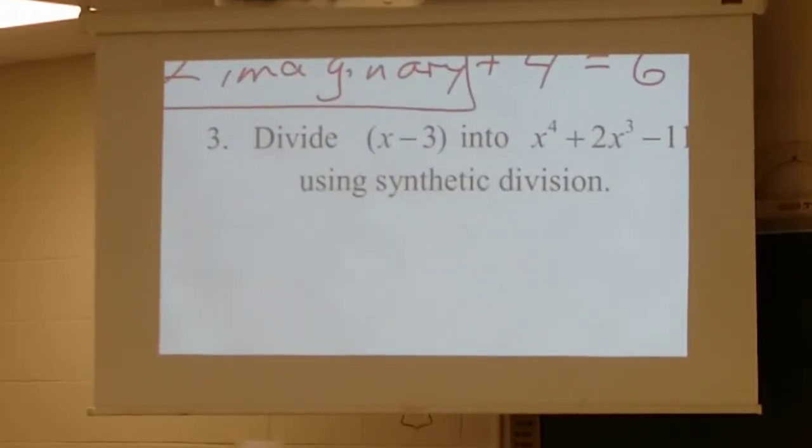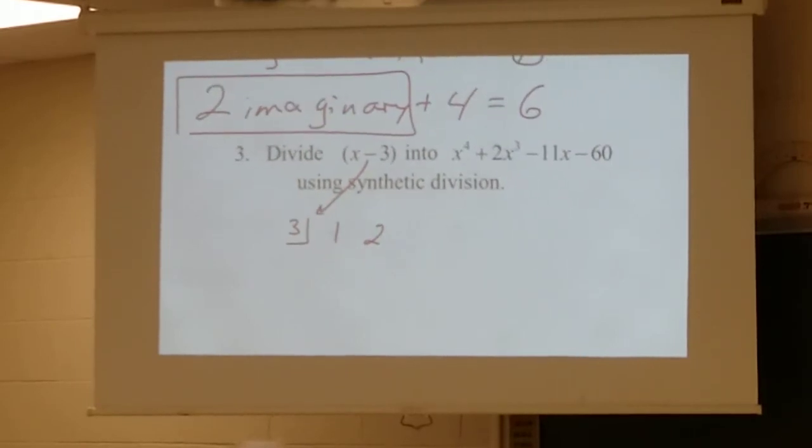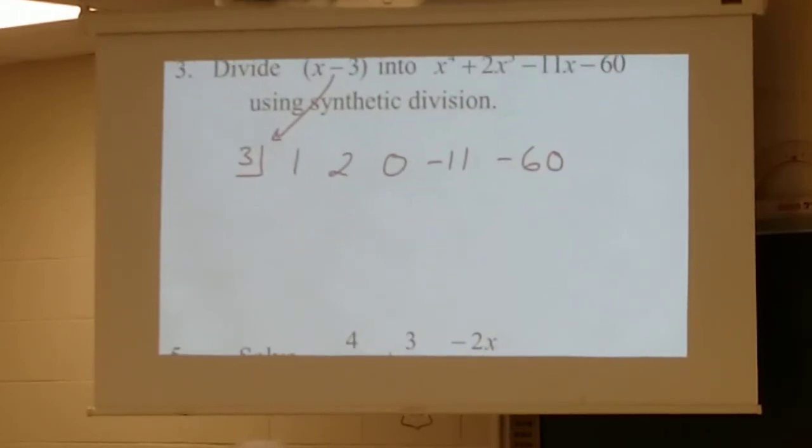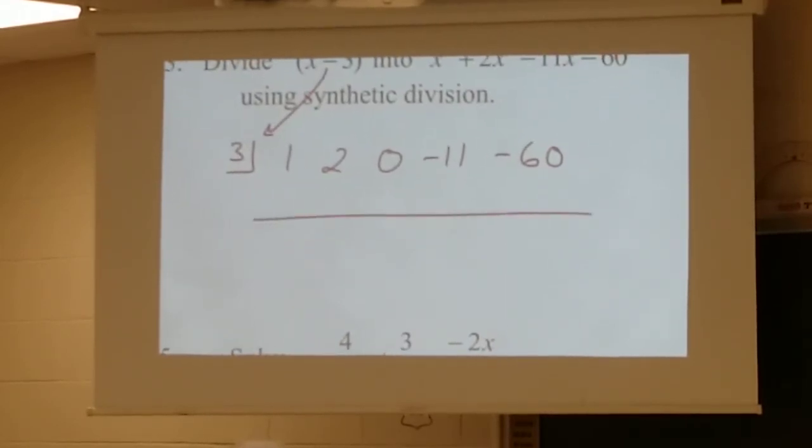When you synthetically divide, you actually divide by a number. Not negative 3, but 3. You divide by a number. Then you put the coefficients of your polynomial down, except the x squared is missing. Since the x squared is missing, I put a 0 in its place.